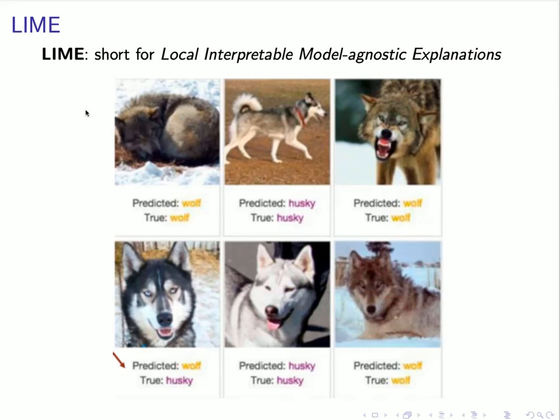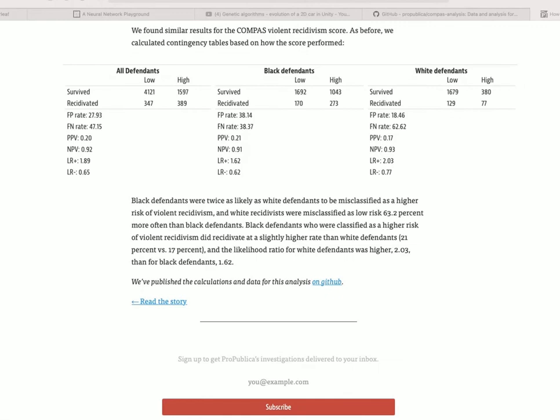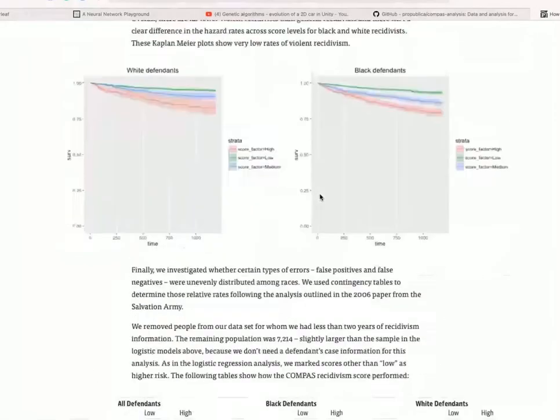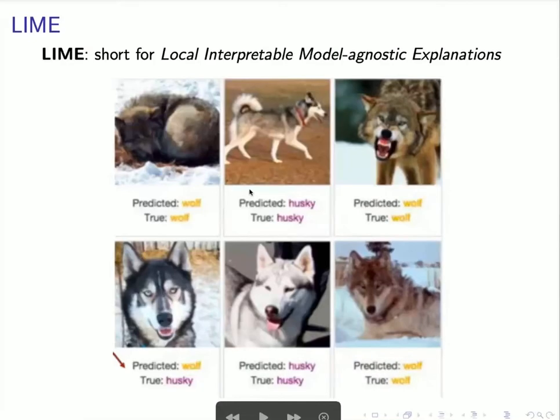So in the case of COMPAS, they had to do all this work by hand. And they were thinking, well, let's try to invent an algorithm where I give it a simple black box method for classifying things, for example. And then that method, LIME, in this specific case, gives me an explanation.